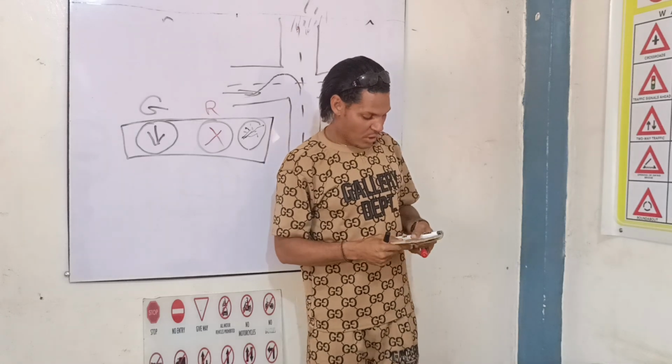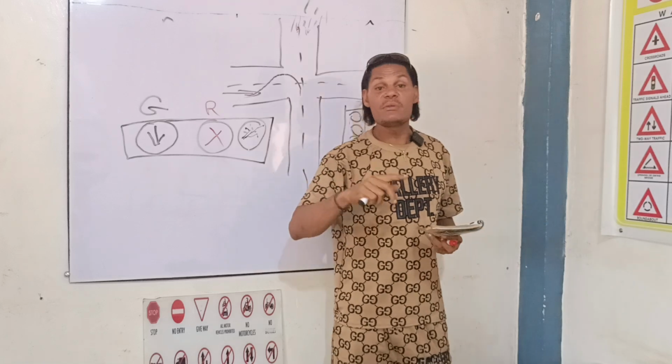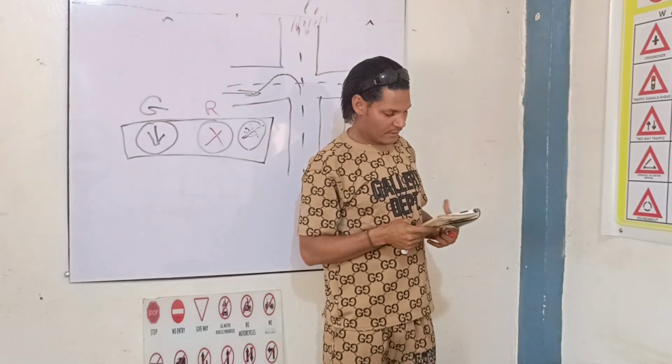Good. That's what they are talking about. Lane control lights. They have the ability to change colors. They can be any one. Okay.